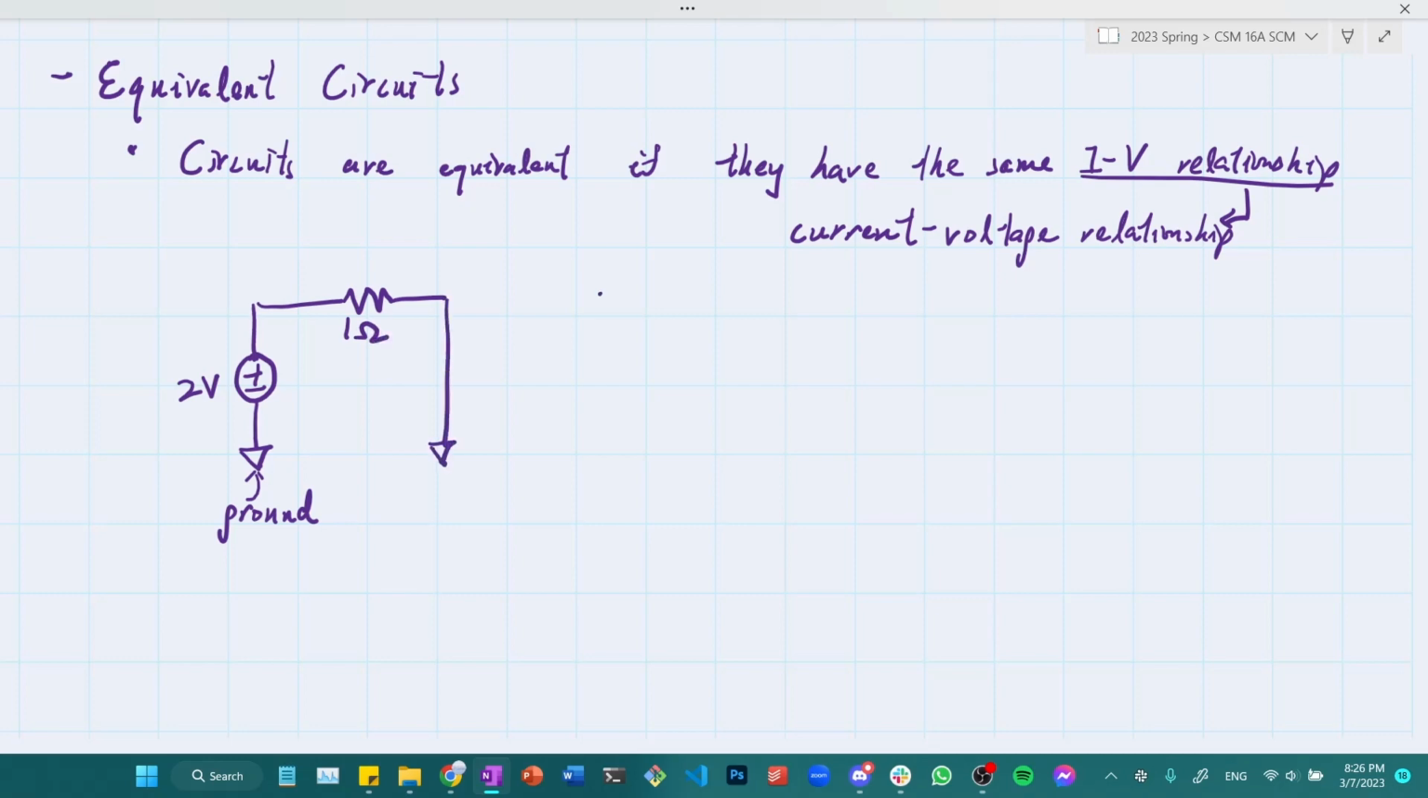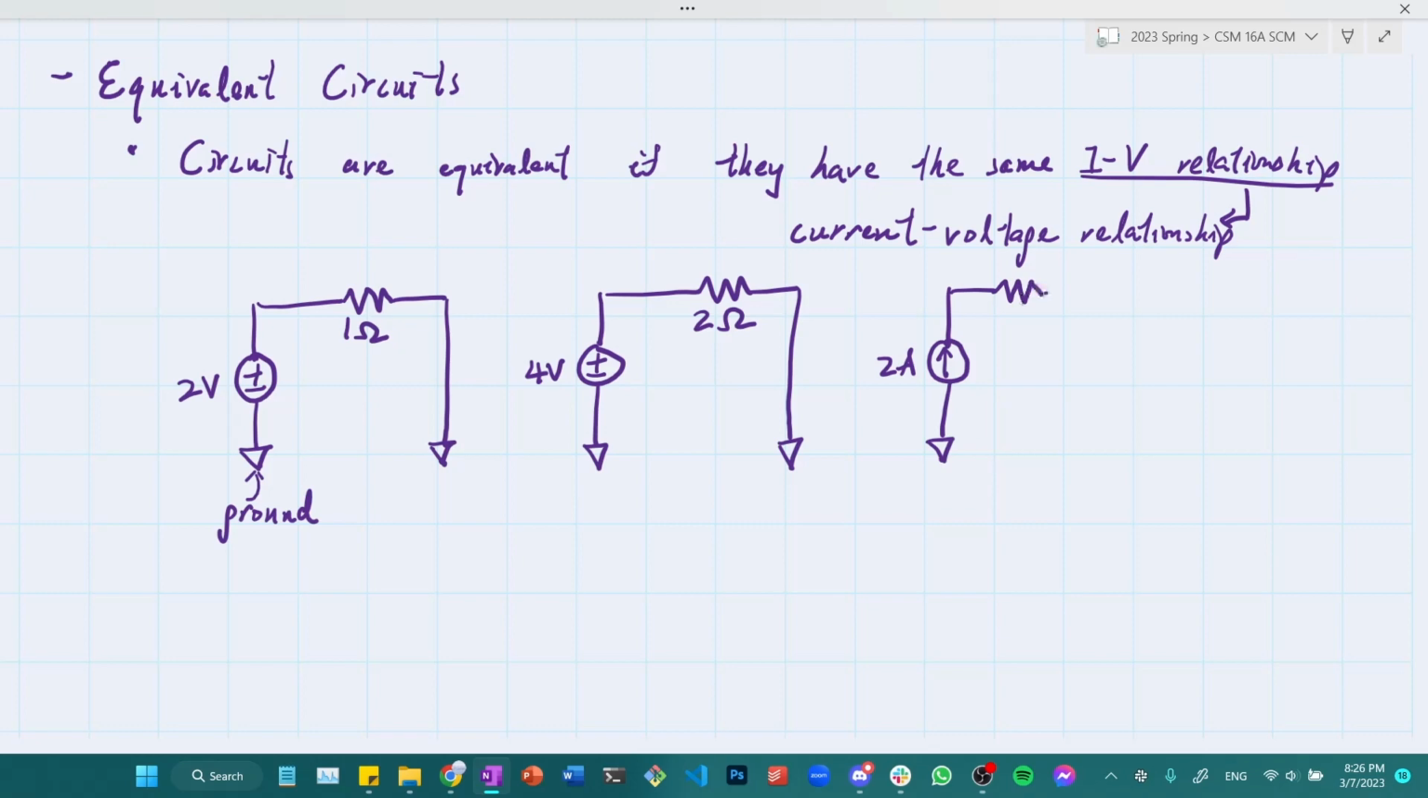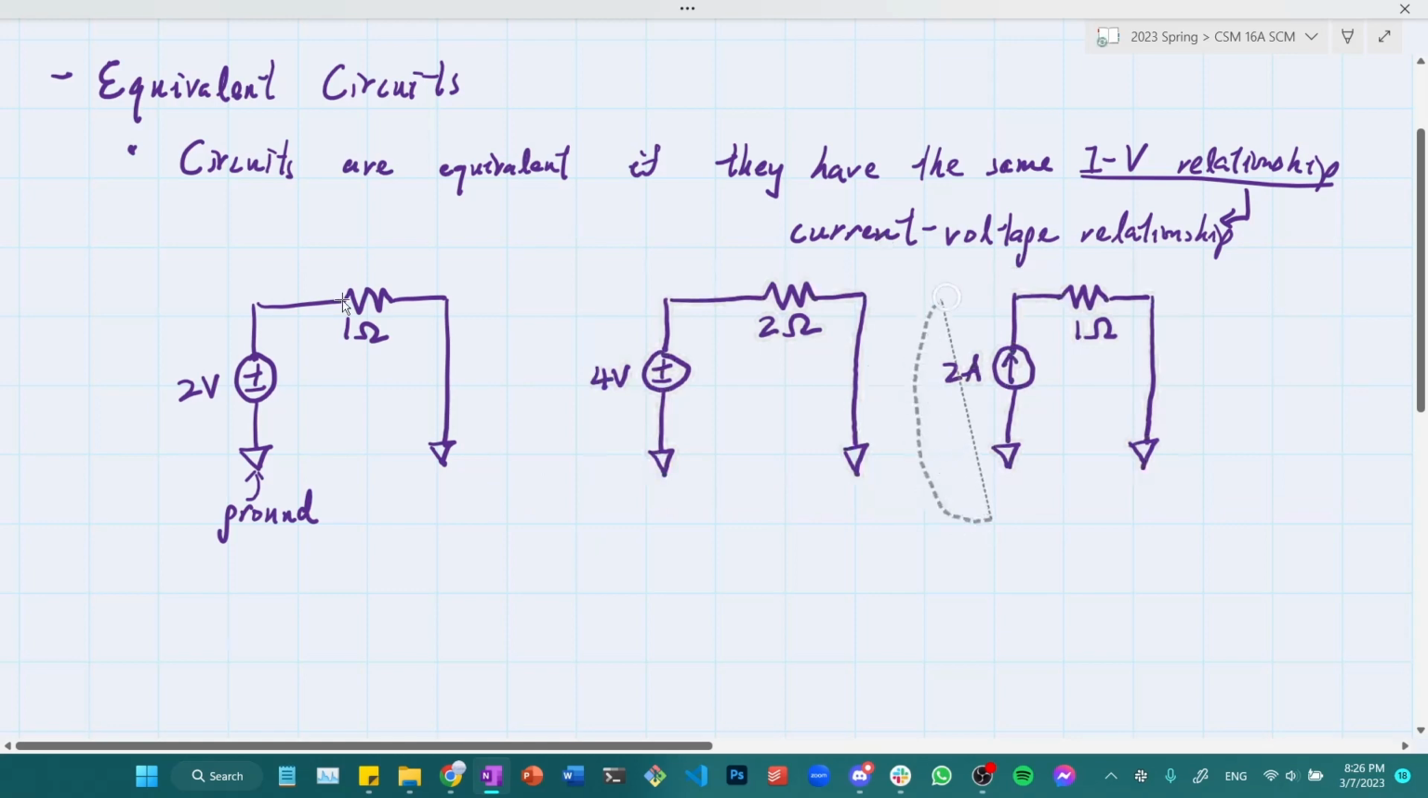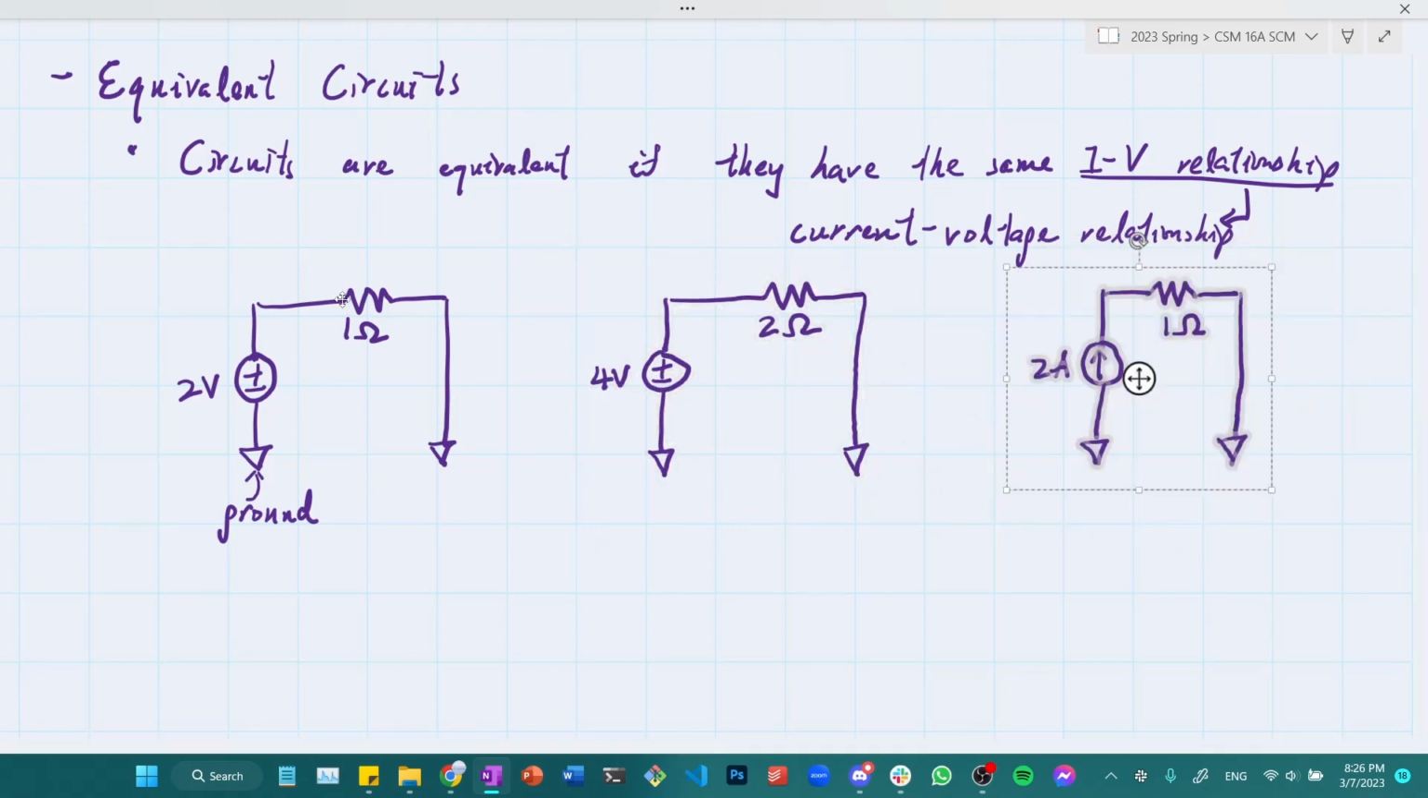Okay, so that's the left circuit, and I have 2 more circuits to draw here. And I have one last circuit I'd like to draw, which is a little different. It's with a current source now. And I'm changing my resistor as well to 1 ohm. Okay, so now I'm introducing you to these 3 circuits, and let's talk about the IV relationship of these circuits.